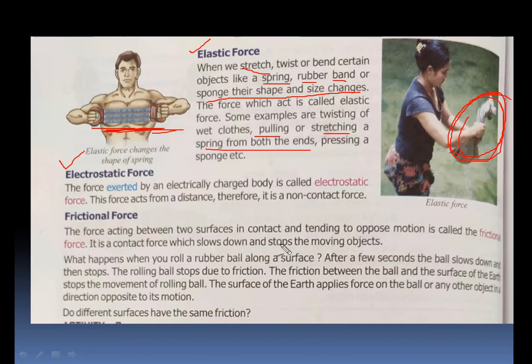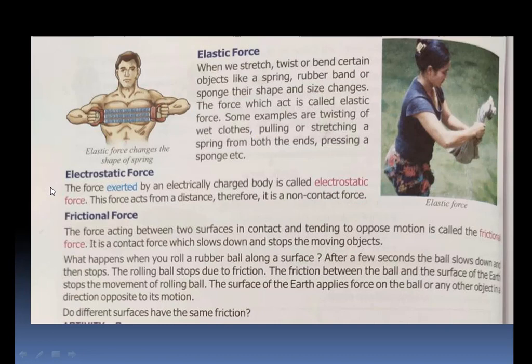paper. Okay. This force acts from a distance, therefore it is a non-contact force. So electrostatic force acts from a distance. That is why this is a non-contact force.